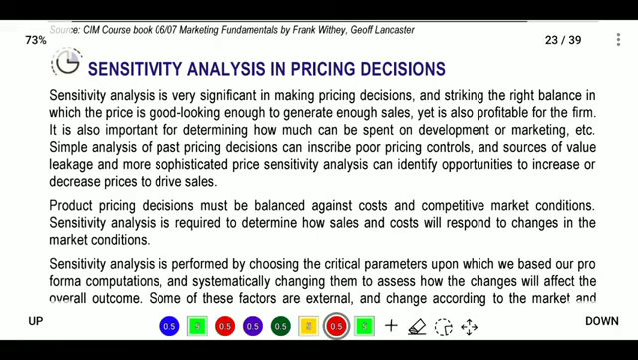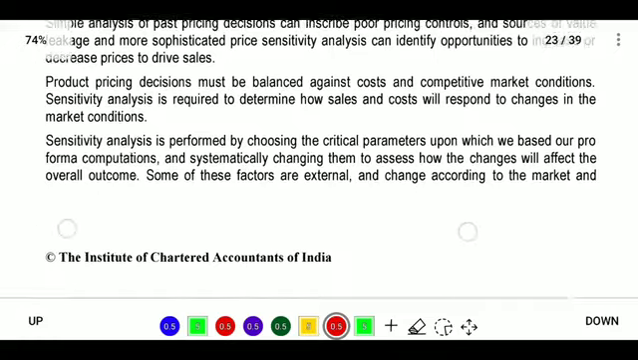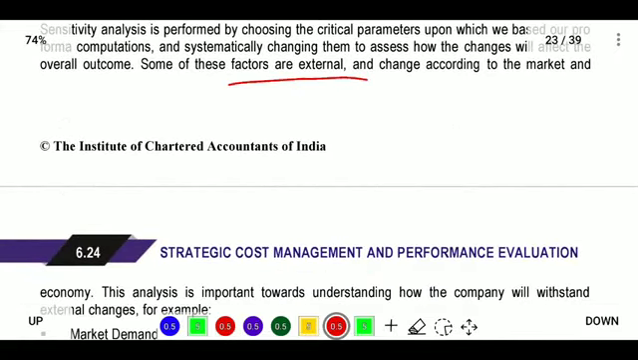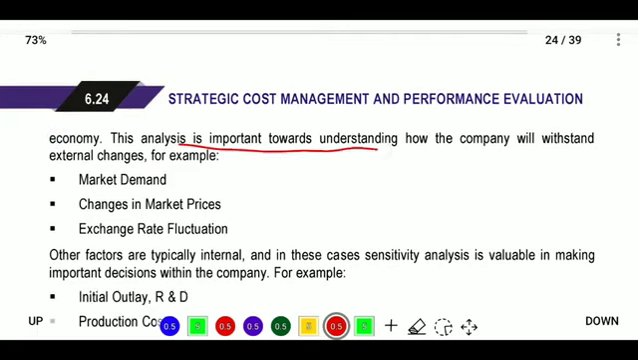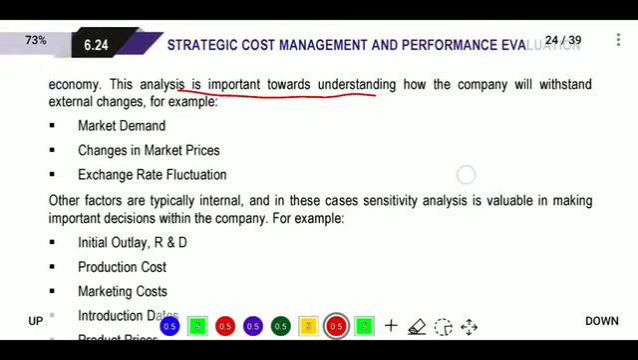Next, sensitivity analysis in pricing. What is sensitivity analysis in pricing? Here we see the significance of marketing pricing decisions and striking the right balance, in which the price is good enough to generate enough sales. For example, some factors are external and changing, such as the market and the economy. The analysis is important to understand how the company can withstand external changes.